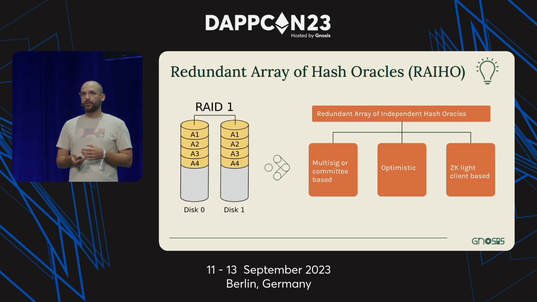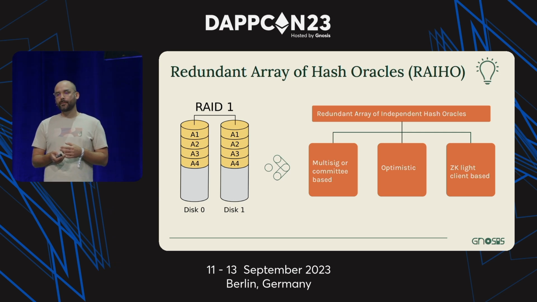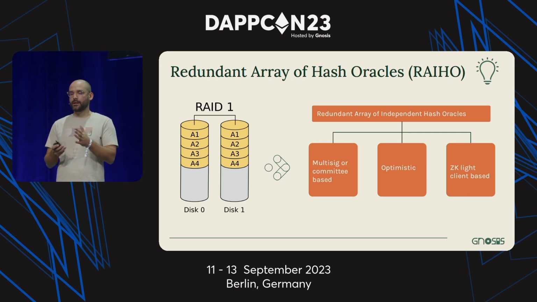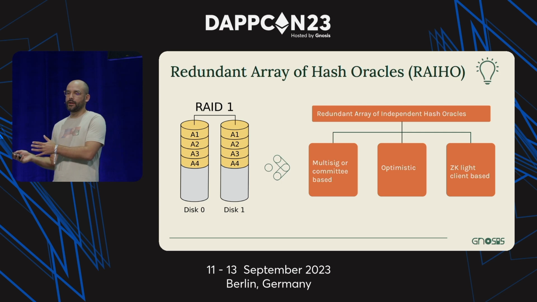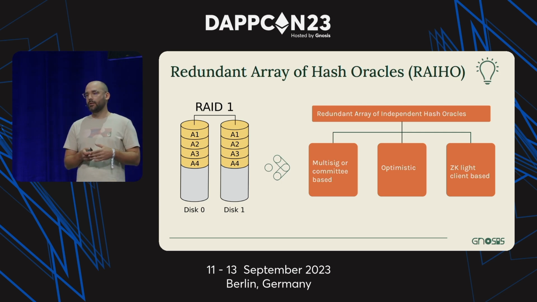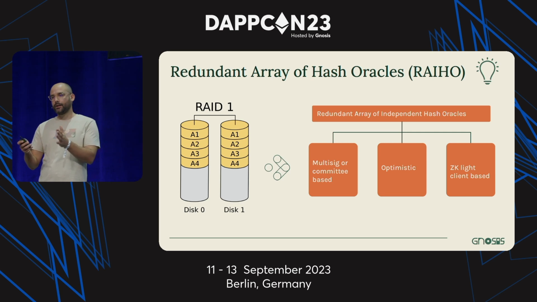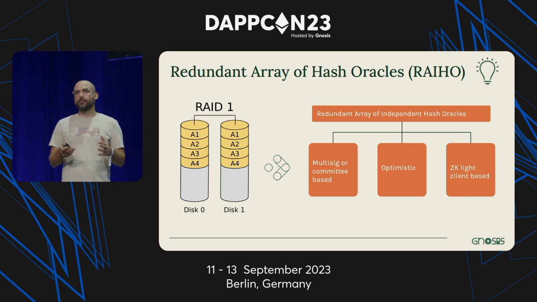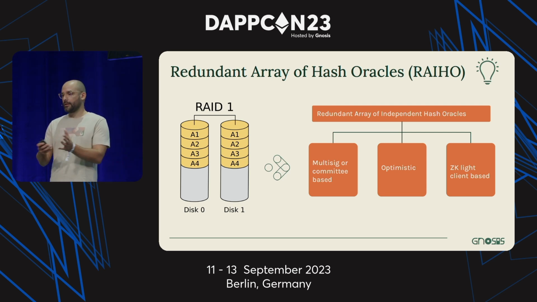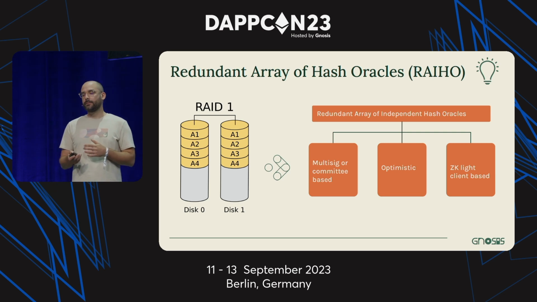This is a more simplified version of how to imagine Hashi. There's an analogy with a RAID model, as in hardware drives. You have two hard drives that store the same things, and if something happens to one hard drive, you can rely on the other one. Same concept here. You can say that Hashi is like a redundant array of hash oracles. You ask for the same information, the same input, from different sources, different implementations of cross-chain protocols, and if one is compromised or down, you can rely on the other.